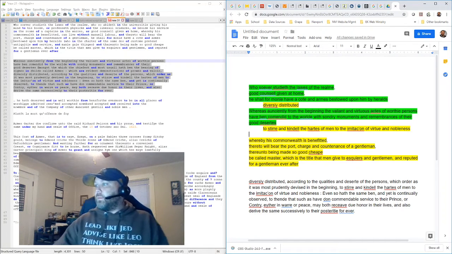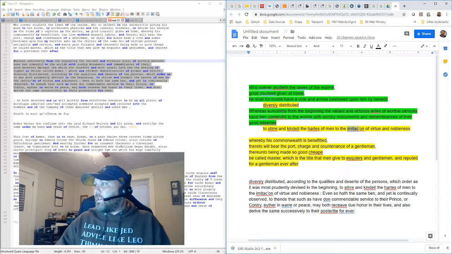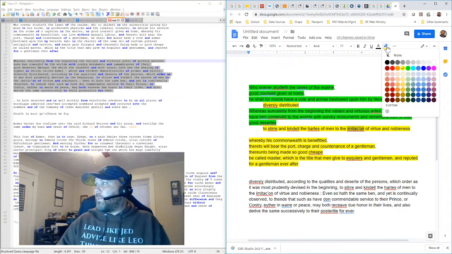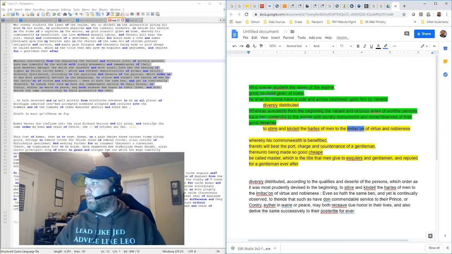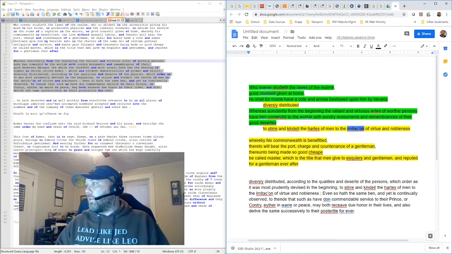Okay, that's good. And then this word here, we're going to see if we can figure out. I'm going to put this into a different color. Let's call it blue. That's kind of dark, though. I don't want that dark.